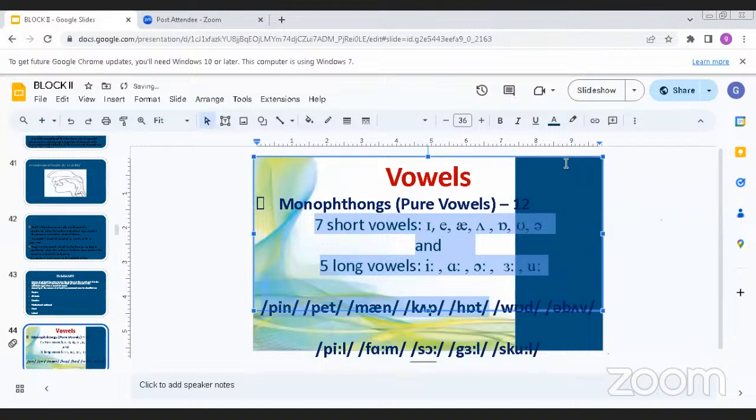See, out of 12 pure vowels or monophthongs, it is 7 short vowels and 5 long vowels. Why are they called long? You all have it in Telugu or Hindi also, no? Dirgalu, long vowels. All these are long vowels, 5. Then you have these short vowels. Yes, these are all short.